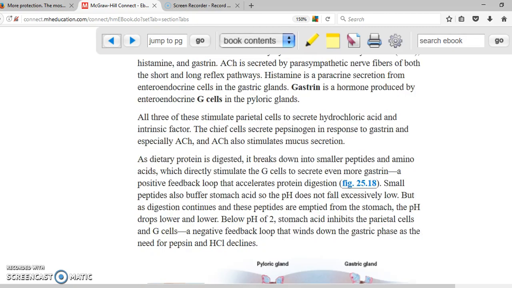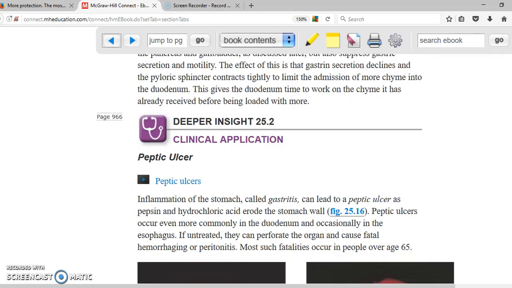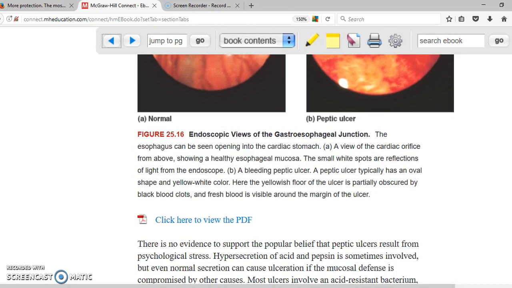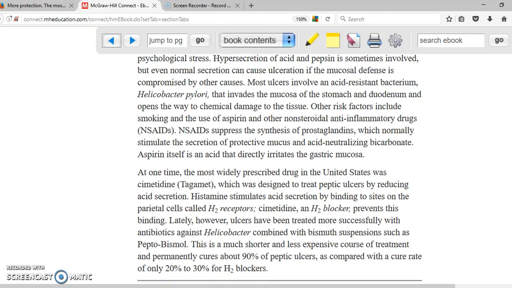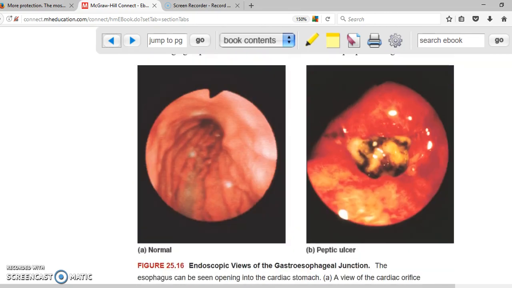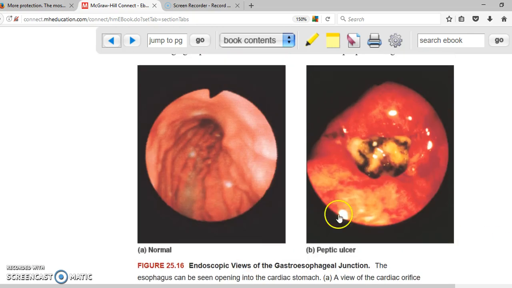We keep scrolling down. We have gastric phase. We already talked about it. Intestinal phase, we also mentioned that. And that will be the last one. So here they're talking about ulcers. I'm not going to talk much about it since that's not part of anatomy, but right here you see normal tissue, and right here you see an ulcer. These black areas that you see right here, that's actually blood that is being coagulated.